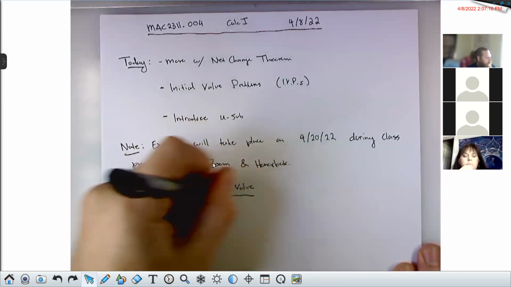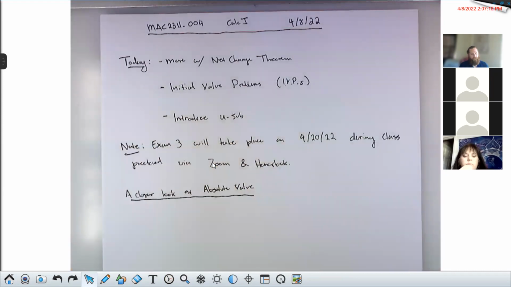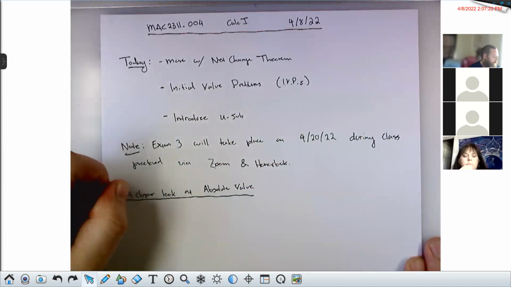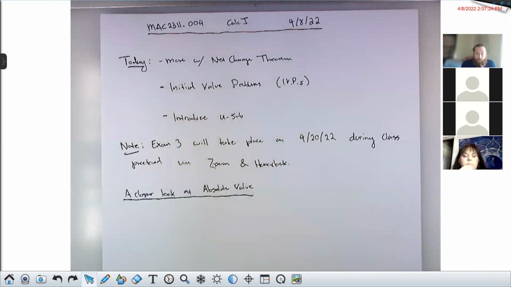Absolute value is way underrated. It's not something that we study nearly enough in pre-calculus, and given that pretty much all of calc itself, when you go to prove the sort of things that we've been doing throughout the semester, pretty much always involves inequalities with absolute values.